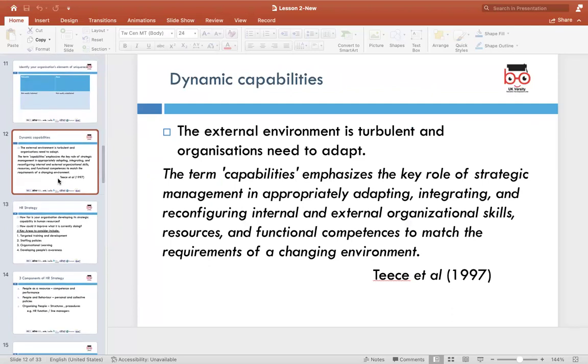Perfect. So now we're going to talk about dynamic capabilities. When you hear capabilities, what it essentially means, in simple language honestly, is how capable an organization is of getting the job done. What resources does it have? How well can it adapt to a specific external or internal environment?